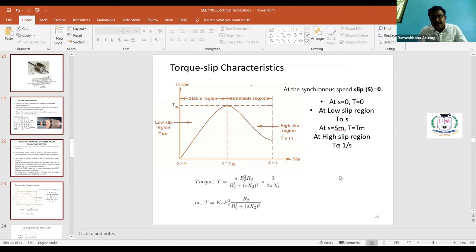So this torque slip characteristic is very important. Just draw a diagram and explain; similarly, we'll get this. Mostly 8 mark or 12 mark questions repeatedly ask this question.